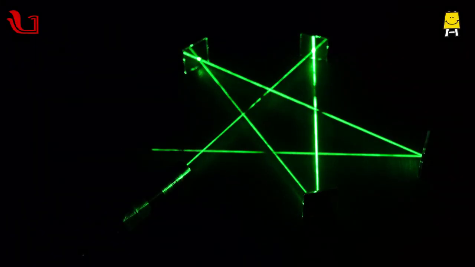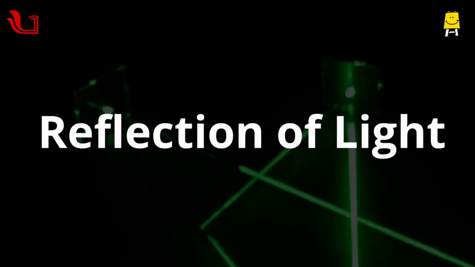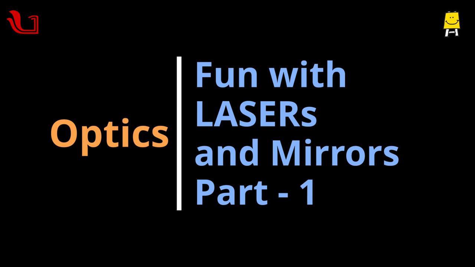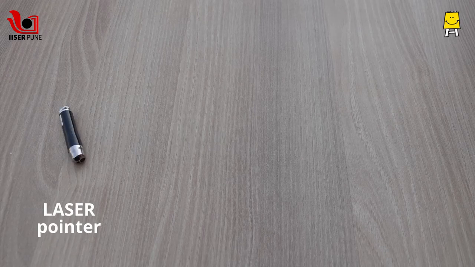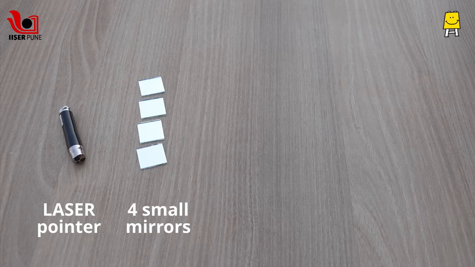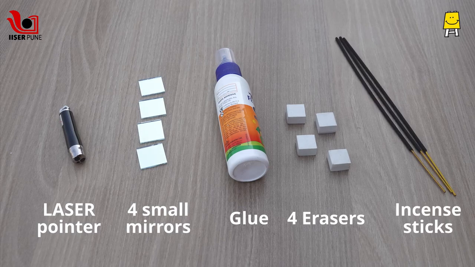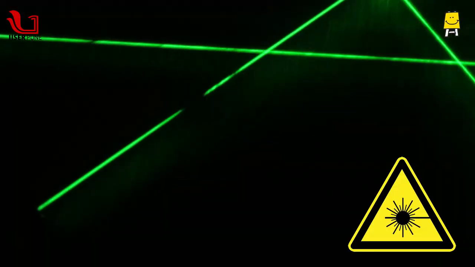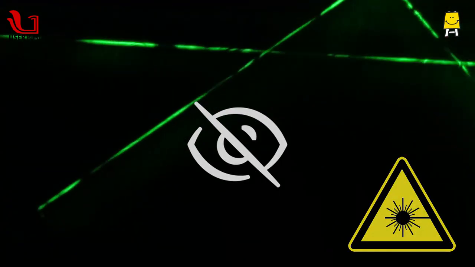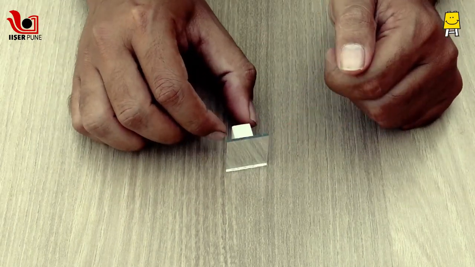Let's make some interesting shapes using a few mirrors and a laser beam and learn about reflection of light as well. You will need a laser pointer, 4 small mirrors, glue, erasers, incense sticks. Please be careful while using the laser pointer and do not point the laser beam at a person's head and eyes. Glue an eraser to a mirror to make it stand vertically.